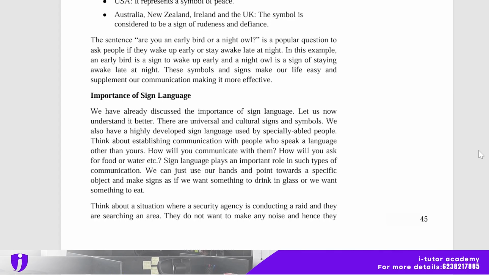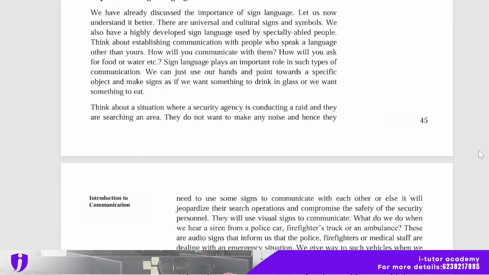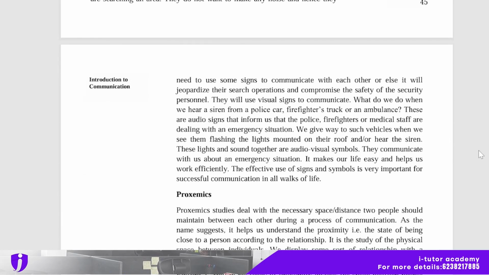The universal and cultural signs and symbols. We also have a highly developed sign language used by specially abled people. Think about establishing communication with people who speak a language other than yours. Okay, so then we can use these common languages.